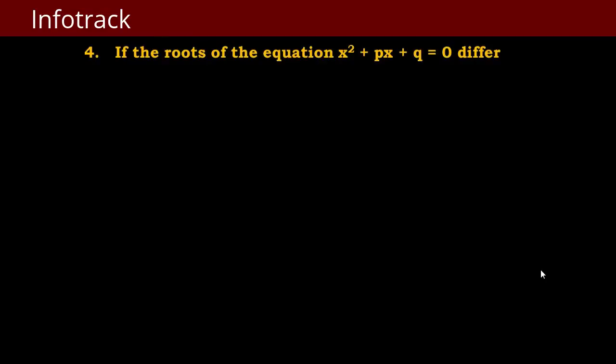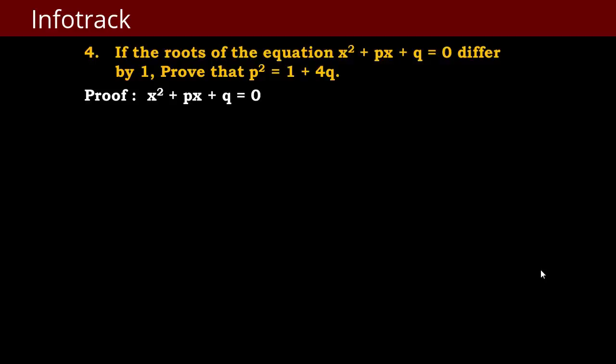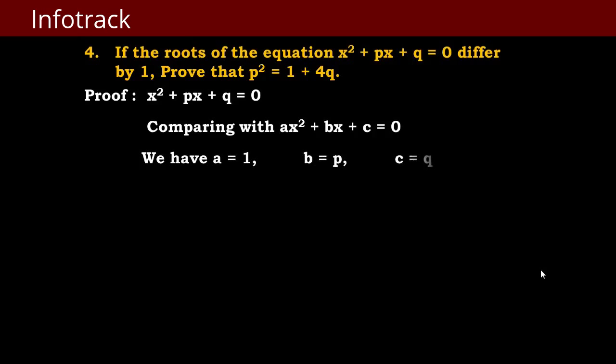If the roots of the quadratic equation x square plus px plus q is equal to 0 differ by 1. See, the difference between the roots is 1. Prove that p square is equal to 1 plus 4q. See, the given quadratic equation is x square plus px plus q is equal to 0. So comparing with ax square plus bx plus c is equal to 0, we get a is equal to 1, b is equal to p and c is equal to q.